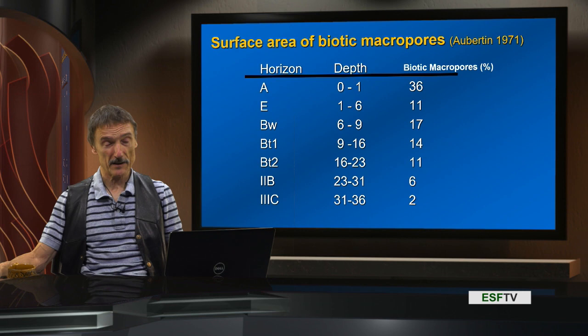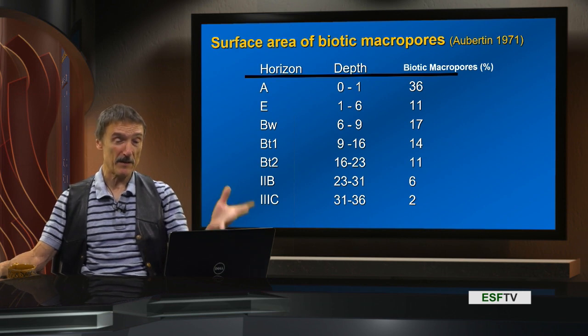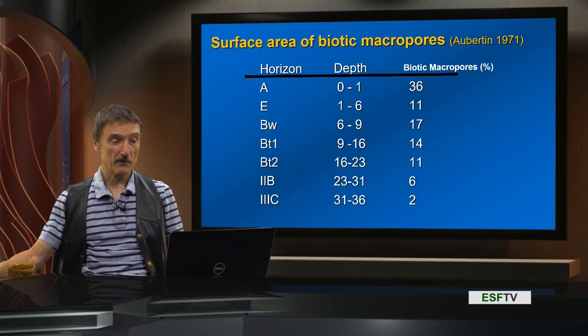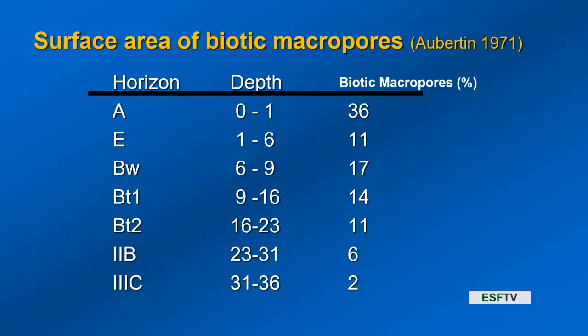Then they took this apart in pieces and blocks and plotted it. And so that plot you see is a cross section of what that looks like down to 4 feet depth. In doing that, they estimated the percent of biotic macropores. So if you look here at the A horizon and the E horizon, a large proportion of that surface consists of large biotic macropores. That's pretty impressive. And they decrease with depth.